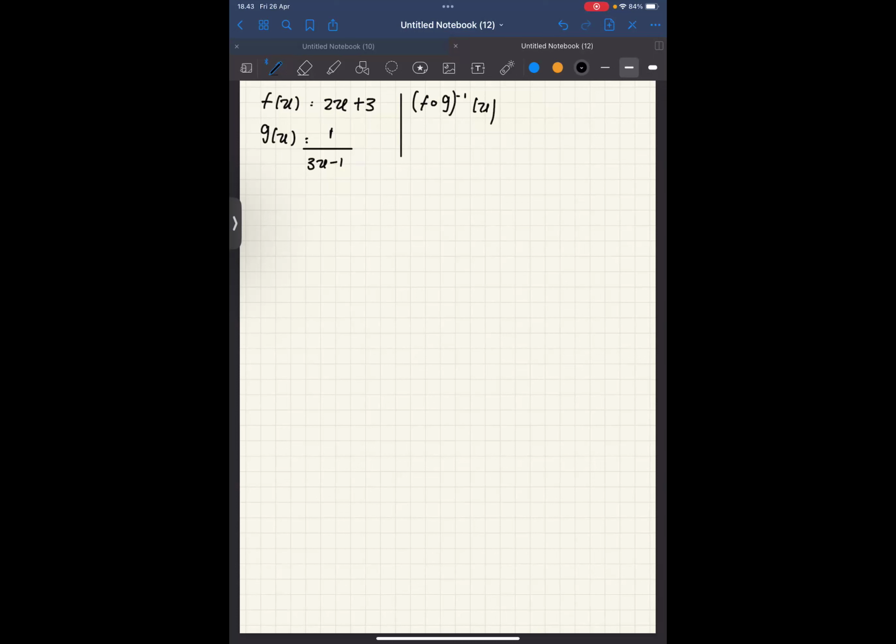Now we first need to find f of g. We have 2, changing the x with 1 over 3x minus 1, plus 3. We get here 2 over 3x minus 1 plus, changing the 3 to 3x minus 1, and we just need to multiply it by 3. So we get 9x minus 3.